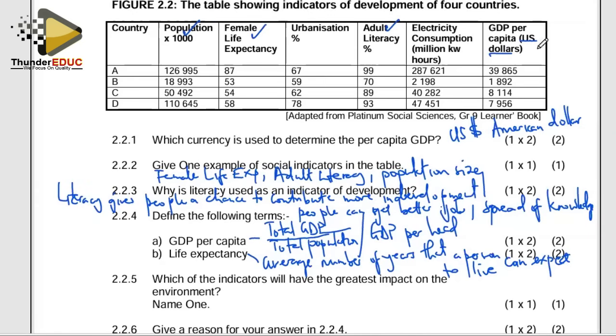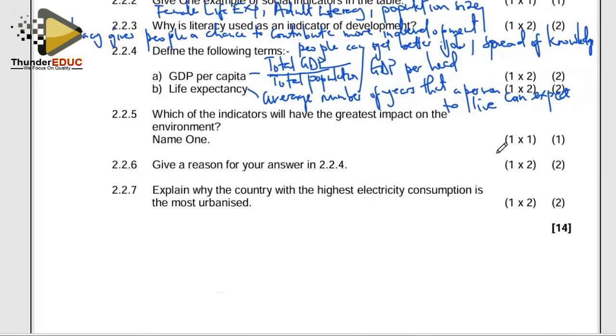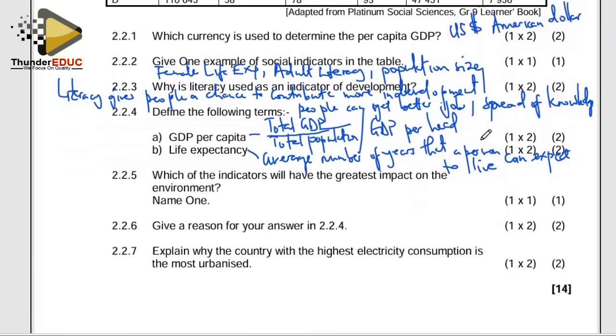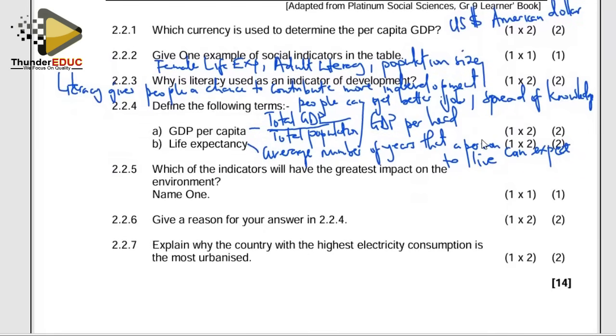Right, we move on to the next question, number 225. Which of the indicators will have the greatest impact on the environment? The indicators that will impact on the environment. Which one is related to the environment? Urbanization and electricity consumption. Those two relate to the environment.